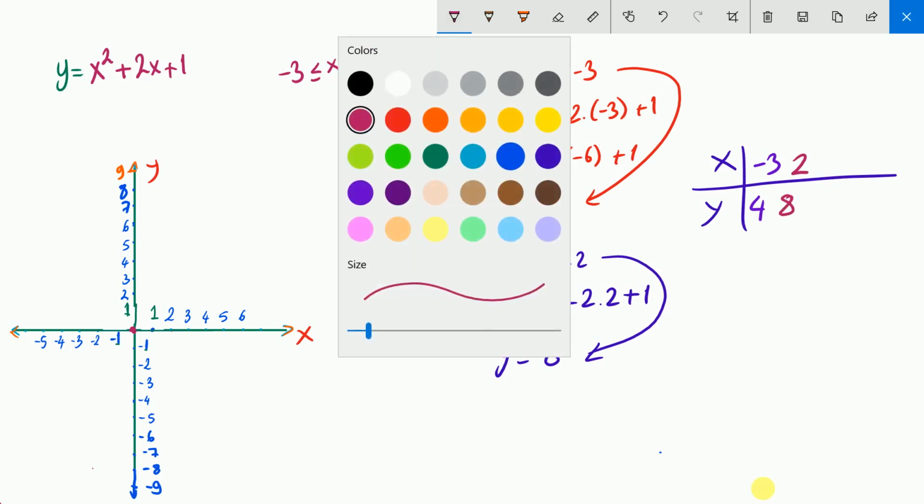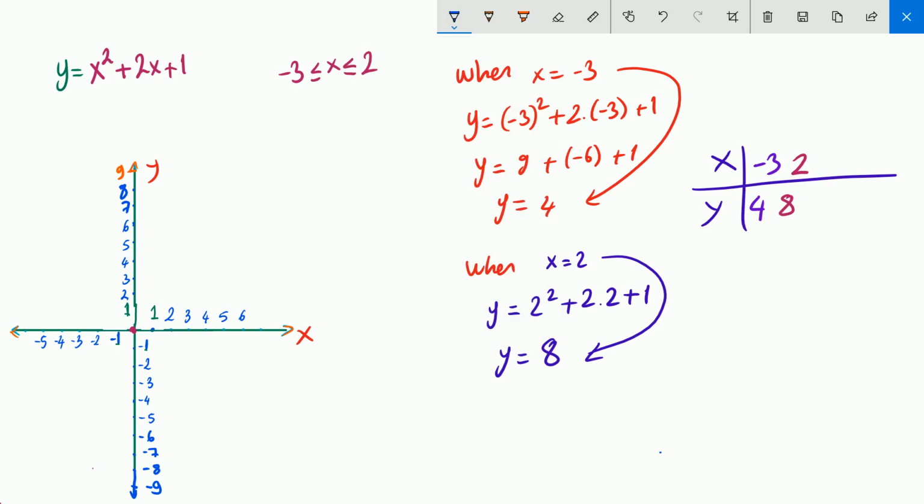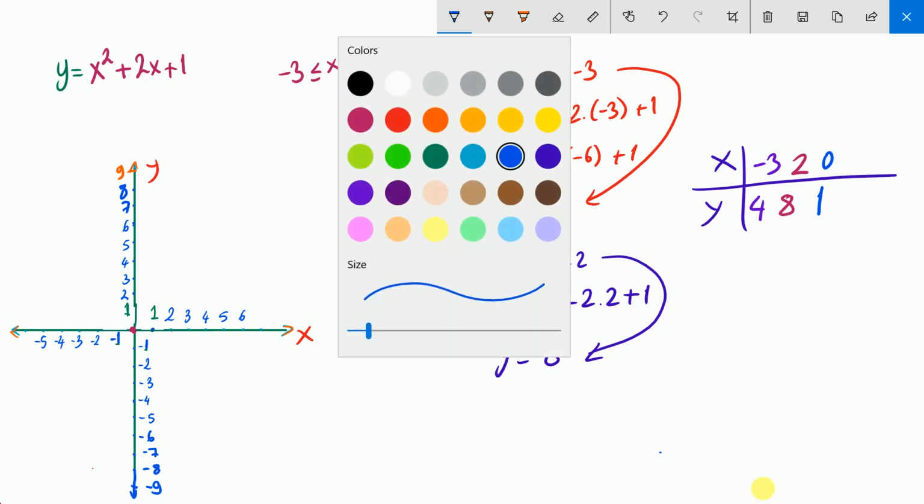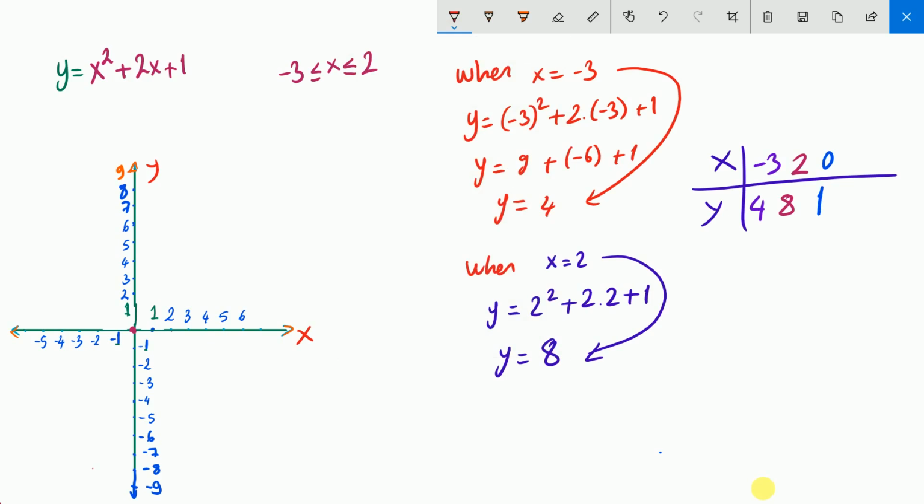Now I'm going to ask you to do it yourself. When x is 0, y will be what? You replace x with 0. So y will be 1. Yes, you're right. Next, I'm going to pick a number in between 2 and -3. Let's say -1. When x is -1, y will be 0.